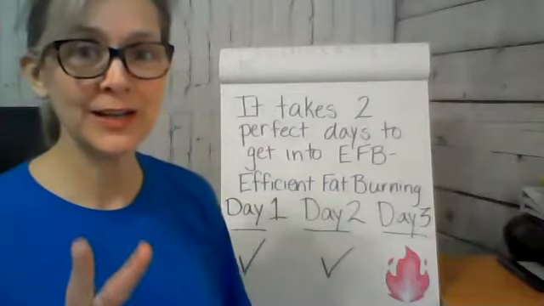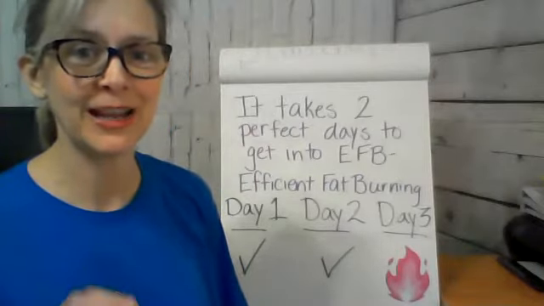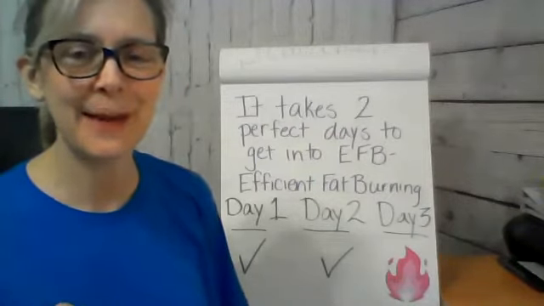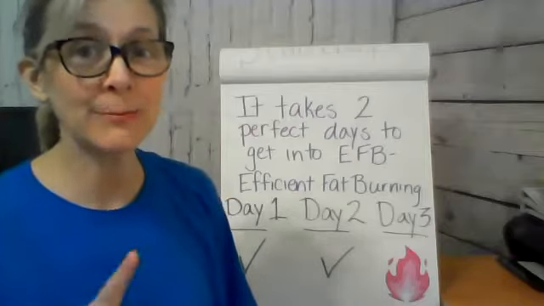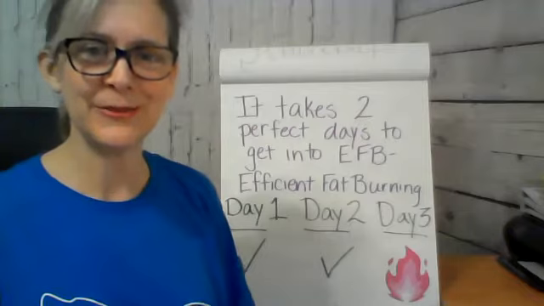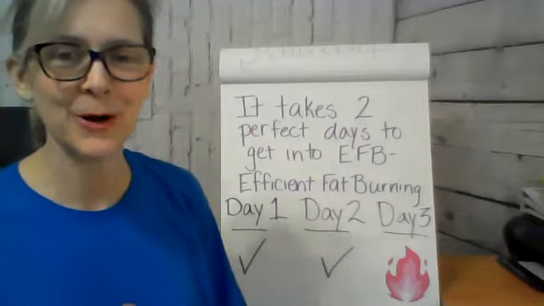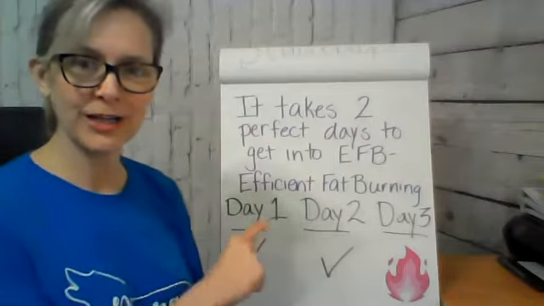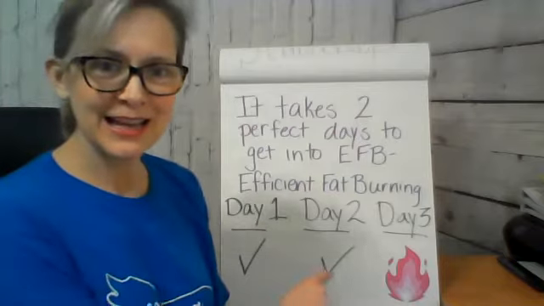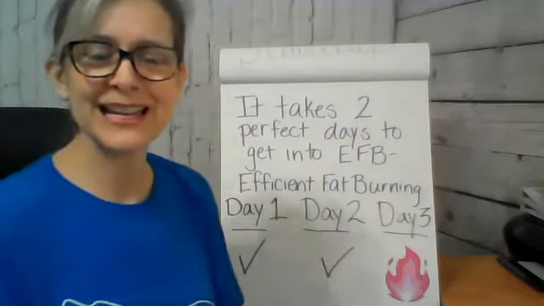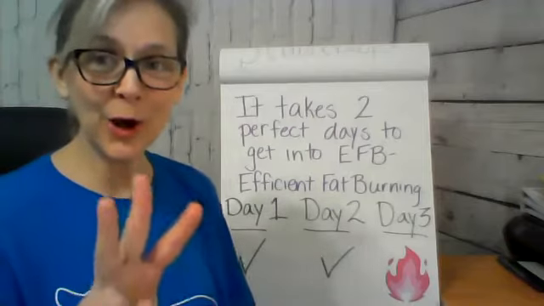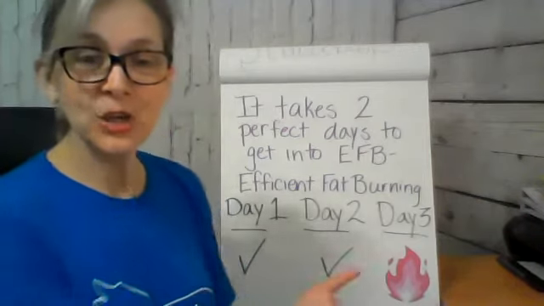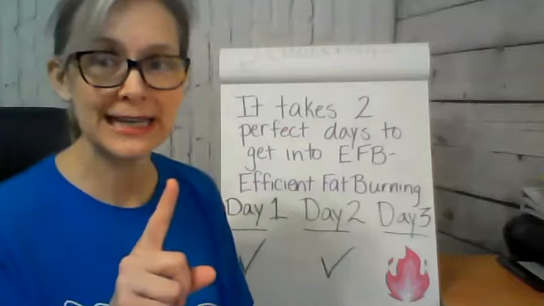It takes 2 perfect days to get into efficient fat burning, EFB. Those are going to be your 3 favorite letters around, EFB, efficient fat burning. Because see, you can burn fat or you can burn fat efficiently. It's better to burn it efficiently, and that's what Shibboleth teaches us how to do. So in your journal, when you journal your first perfect day, you are going to get a green check. On your second perfect day, in a row, you're going to get another green check. On your third perfect day, you're going to be an EFB and you're going to get a flame, okay? So it's your third perfect day, but it's your first day in EFB.